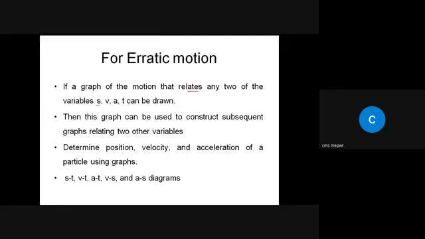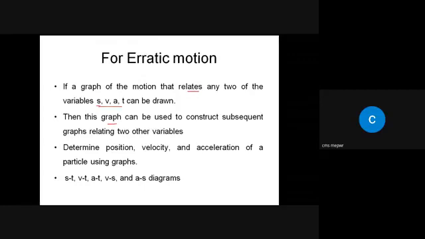Okay. So for erratic motion, if a graph of motion relates any two of the variables, for example, s-v, v-a, a-t, meaning among them, if any two variables are related by a graph, then by using this single graph, we can find out the remaining variables. For example, if we are having a displacement versus time graph, from this we can find out the velocity. And if we are having velocity against time, from this we can find out the acceleration. Similarly, if we are having a graph between acceleration and displacement, or between velocity and displacement, in such cases, we can find out the remaining variables. So how we can find out, we will see it.